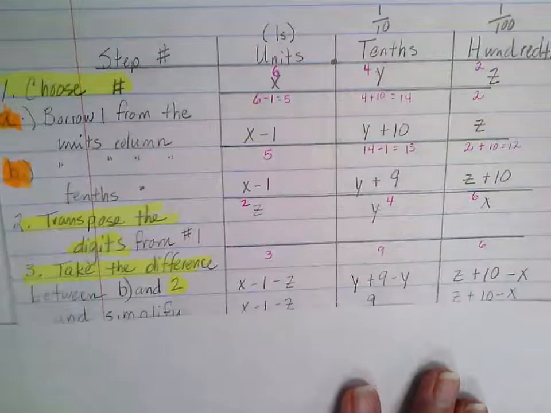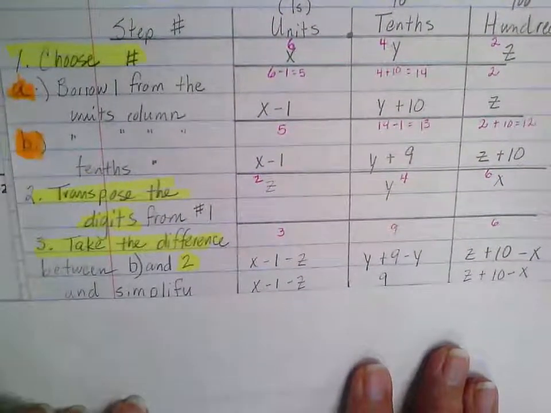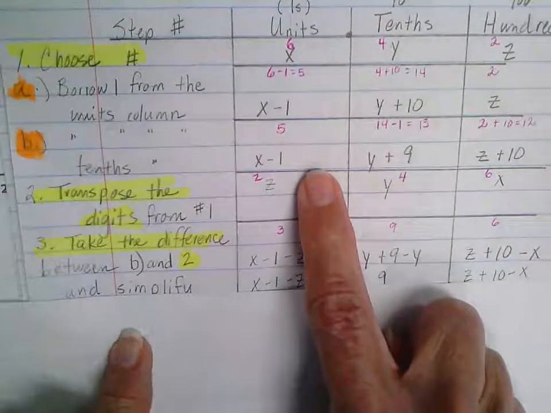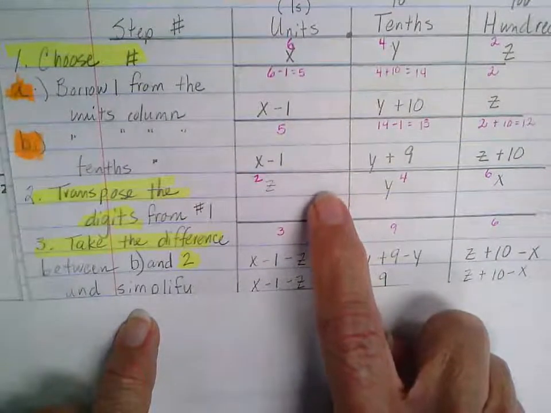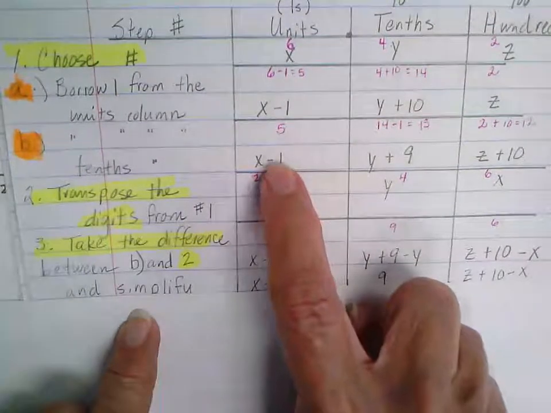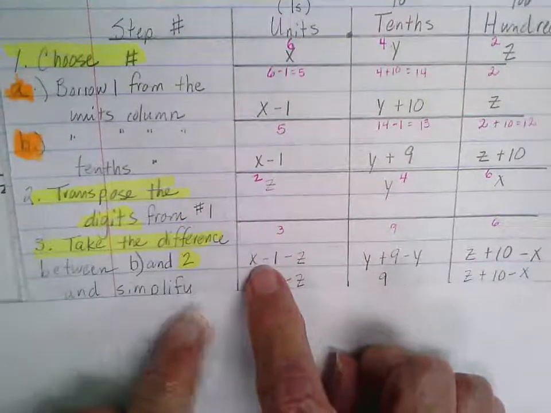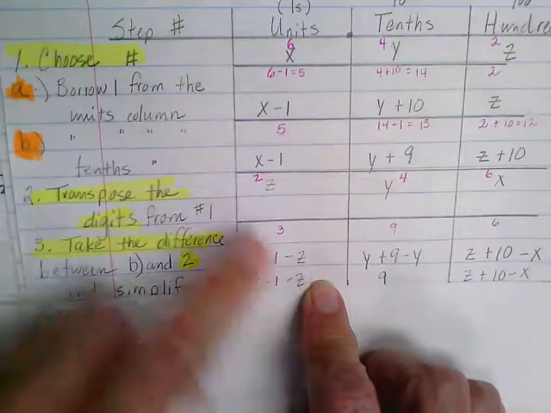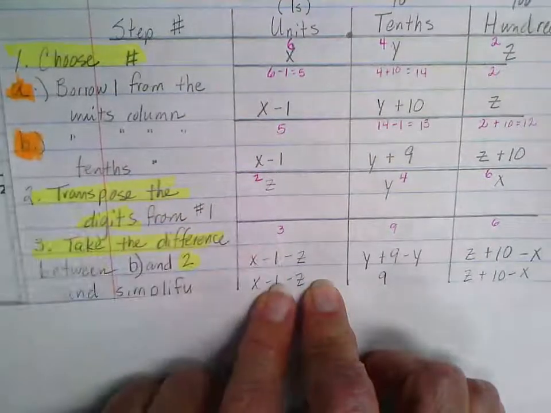Then the instructions ask you to take the difference between this one and number 2. So we're going to take the difference between X minus 1 and Z, which would give me X minus 1 minus Z. When I look at my example, it's 5 minus 2, which gives me 3.